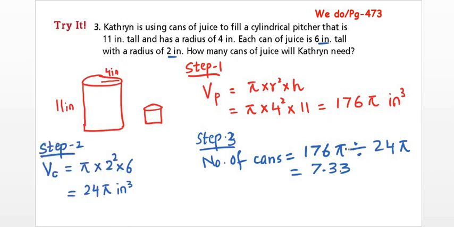That means she needs 7 cans and 1 more can. Although the last can will not be full, how many cans does she need to fill this pitcher? She needs 8 cans, because if she takes 7 cans, then it will not be full. So she needs another can, maybe a part of it, not the full 8th can, but at least she needs 8 cans to fill this bigger pitcher. Is that clear for you?